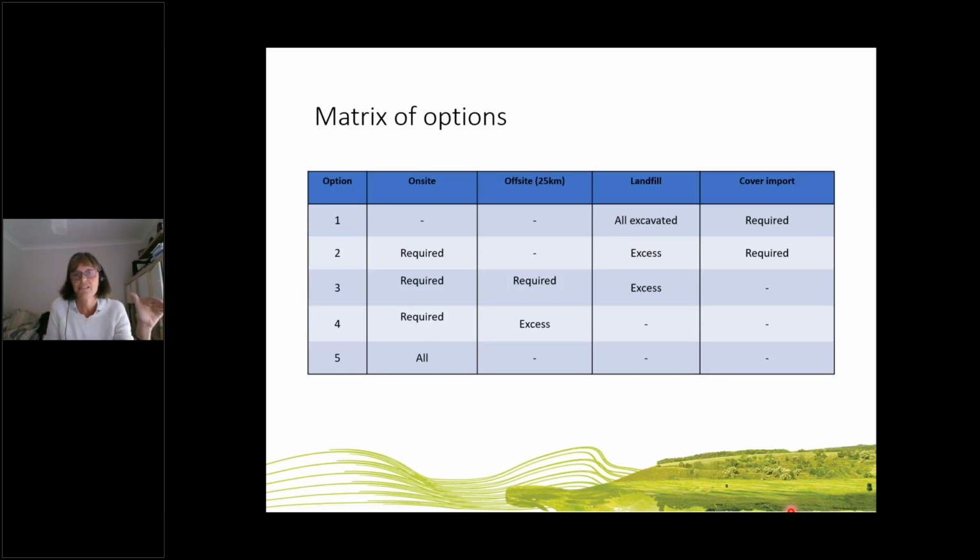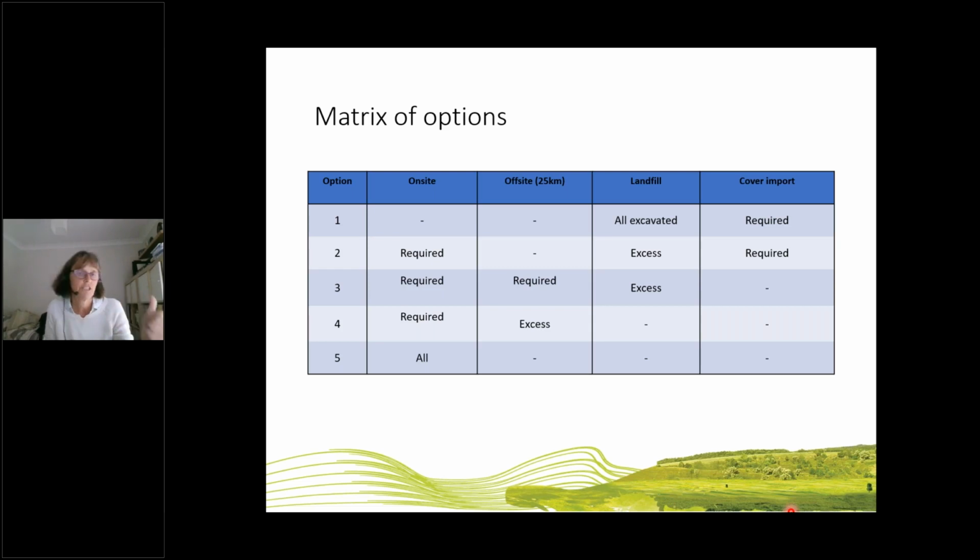You sort of get used to it, I'm afraid, this is how we all do it, with my options. Option 1, worst case scenario, which will be on all our sites: all the excavated material goes to landfill and all the cover is coming from elsewhere. That's our horrible baseline. Option 2 is where we reuse the material we require on the site. The excess goes to landfill, but if we do need any cover, we're going to bring it in from elsewhere.